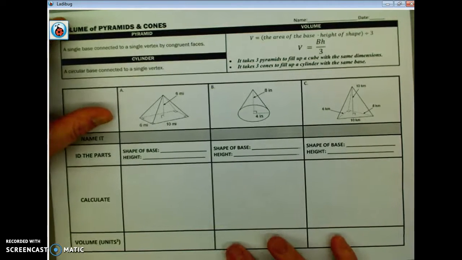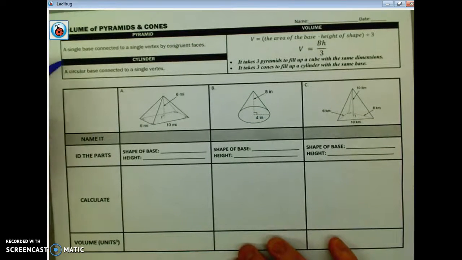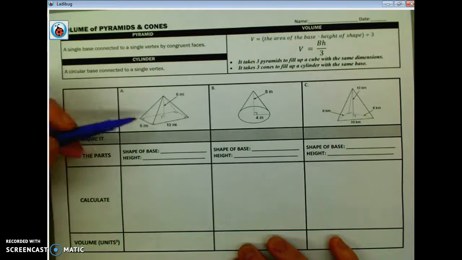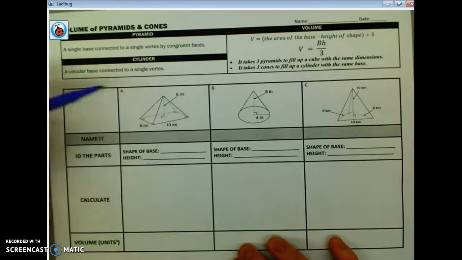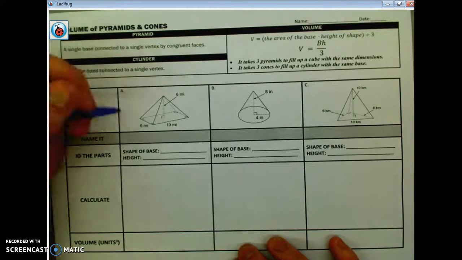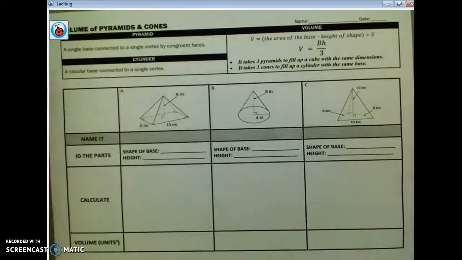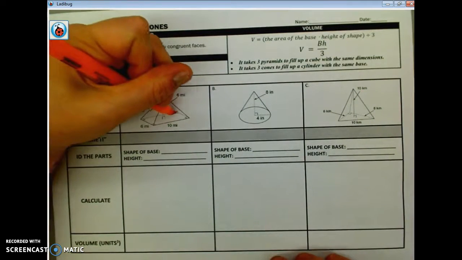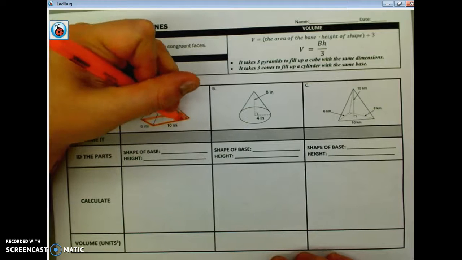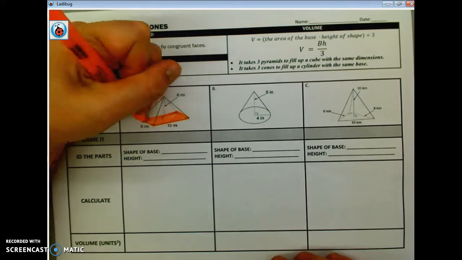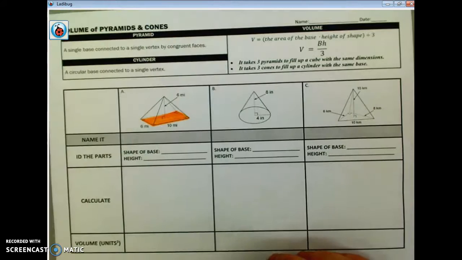So we're going to start with the same thing. We want to name the shape, and they are named by their bases, except a cone is a cone. So just remembering that a pyramid has got a base, and as long as it's not a circle, we've got the flat edges, congruent faces, and they meet up at one point. So here, since the base, just going to highlight the base in orange, is a rectangle. And we can confirm that it's a rectangle because we see that we have 6 by 10. So that's obviously not a square.